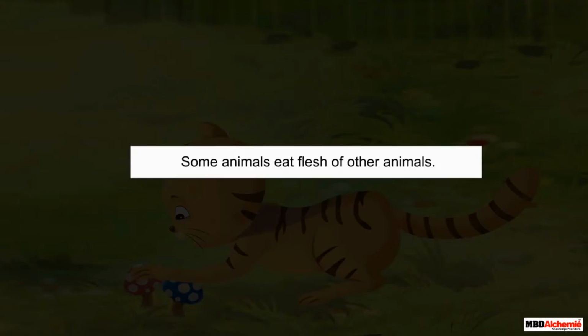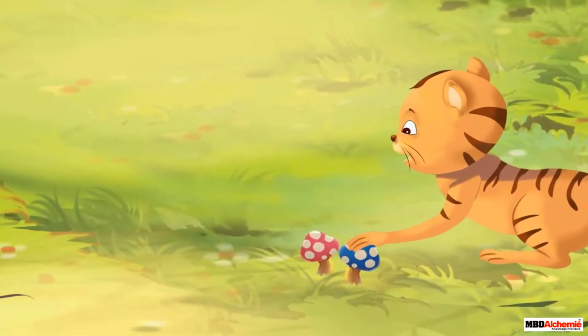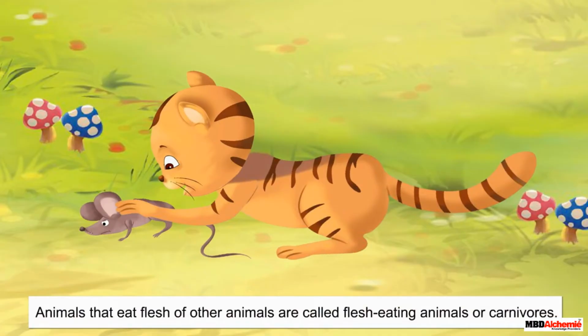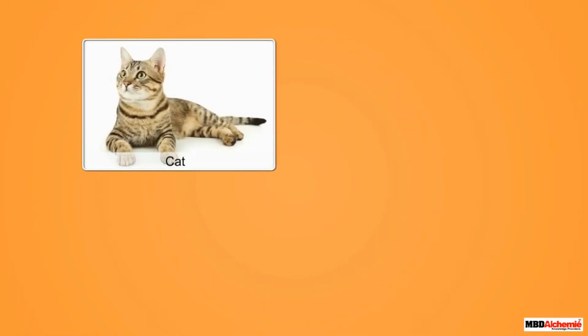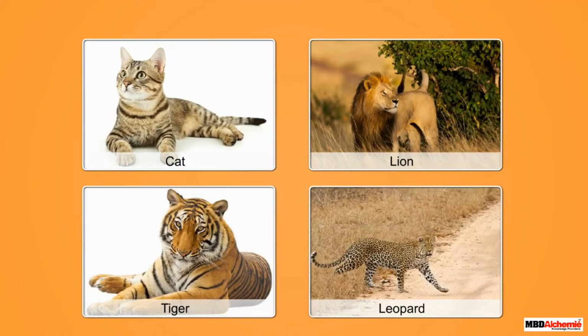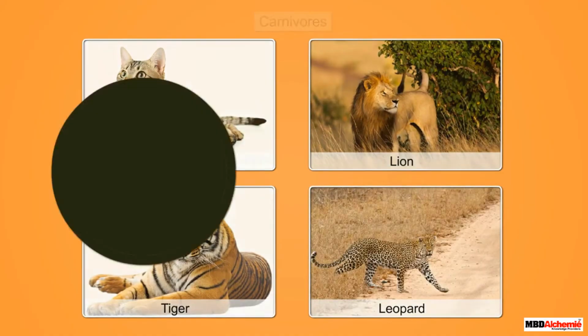There are some other animals that eat the flesh of other animals. Look at this cat. It is eating a mouse. Animals that eat the flesh of other animals are called flesh-eating animals or carnivores. Like a cat, a lion, a tiger, and a leopard are also carnivores.